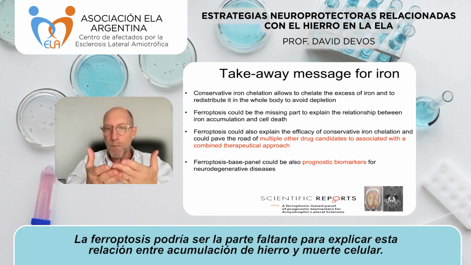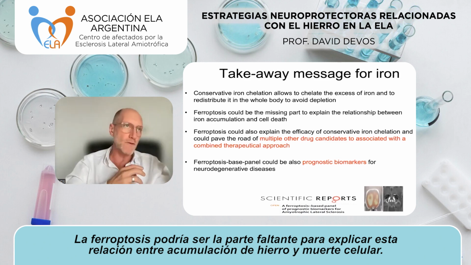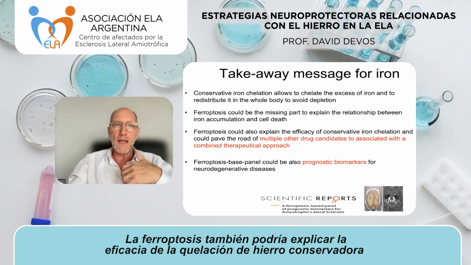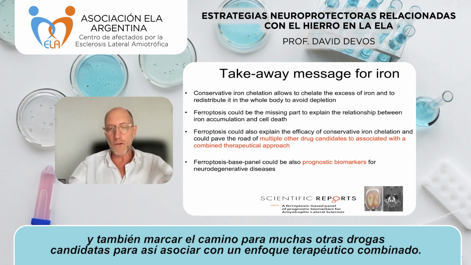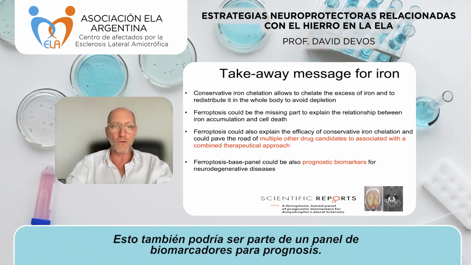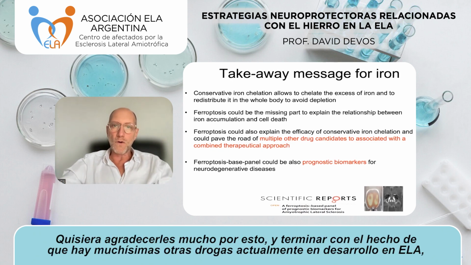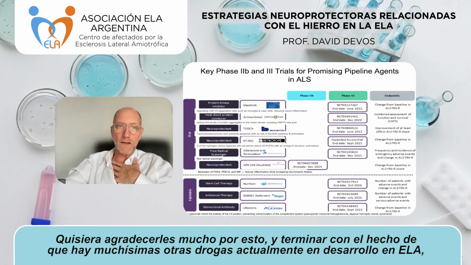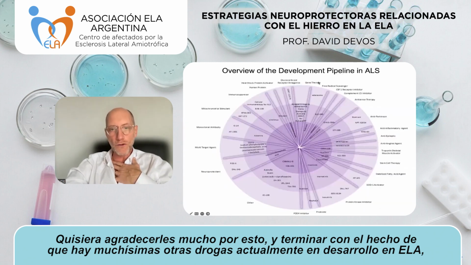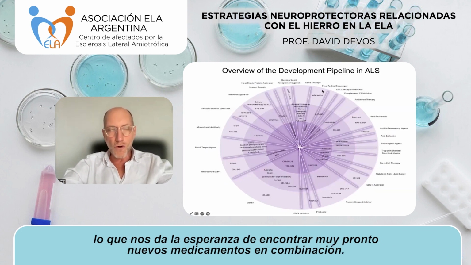Ferroptosis could be the missing part to explain this relationship of iron accumulation and cell death. And ferroptosis could also explain the efficacy of conservative iron chelation, and could pave the road to multiple other drug candidates to associate in a combined therapeutic approach. And this could also be part of a panel of prognosis biomarkers. So I'd like to thank you very much, and I would like to finish on the fact that there are many other drugs currently under development in ALS, hoping to find new drugs in combination very soon. Thank you very much.